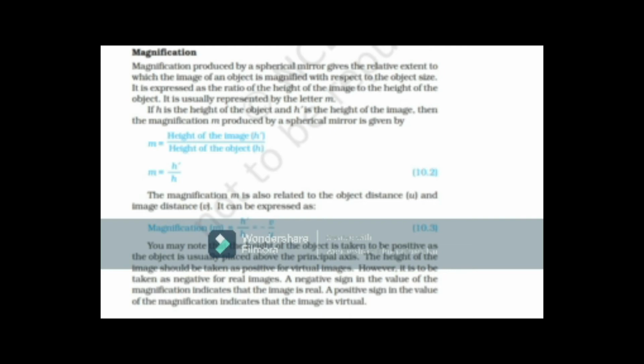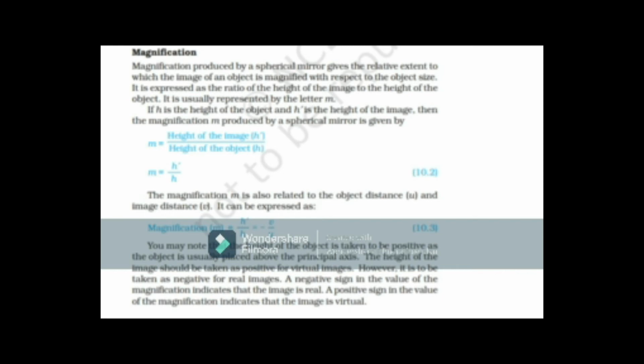A negative sign in the value of the magnification indicates that the image is real. A positive sign in the value of magnification indicates that the image is virtual.